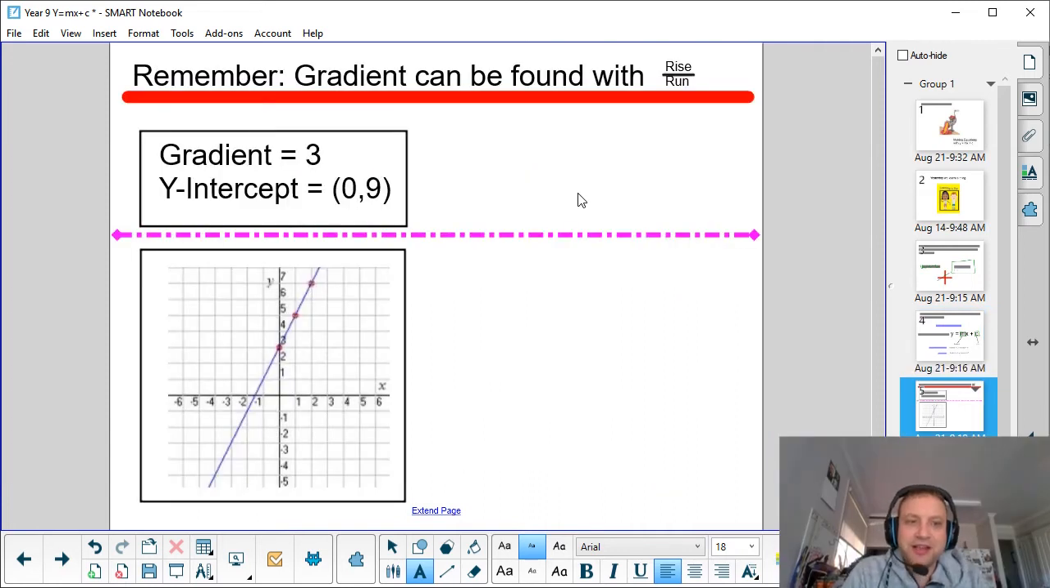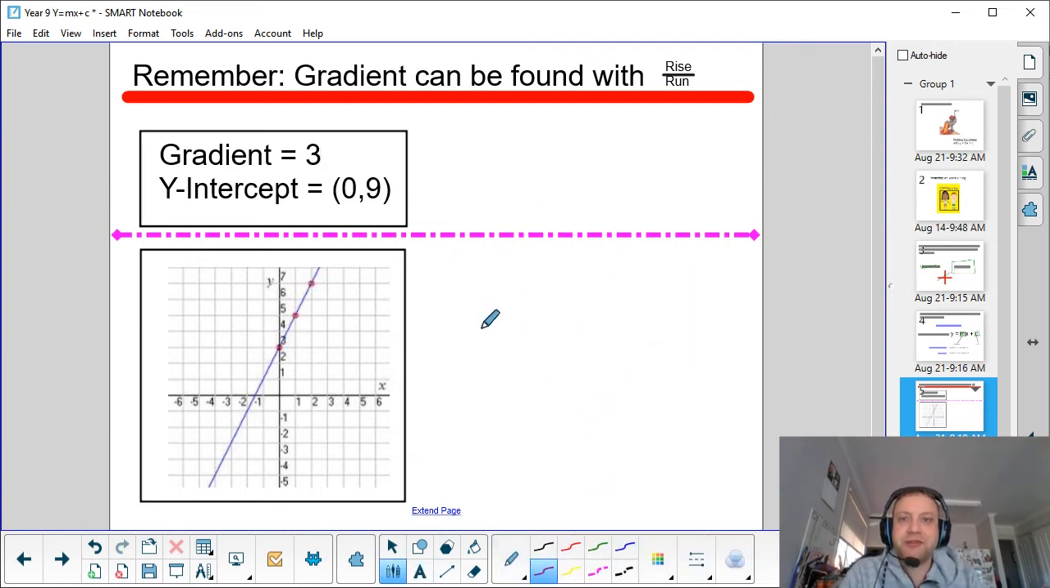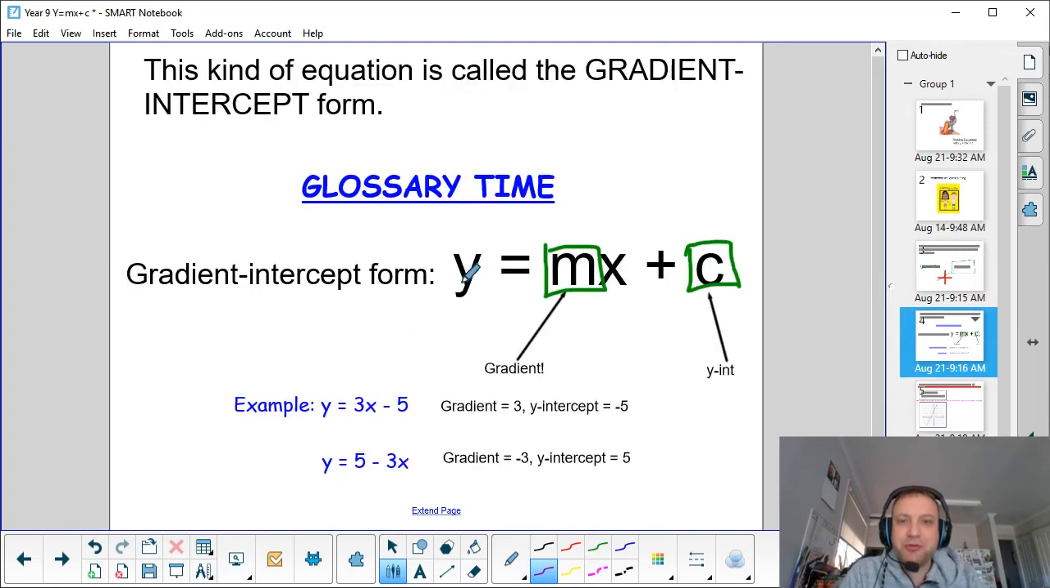And the other thing you'll have to be able to do today is be given some information, like a gradient and an intercept. If we've got a gradient of 3 and an intercept of 9, you should just be able to put them into an equation of your own, using this form, y equals mx plus c.